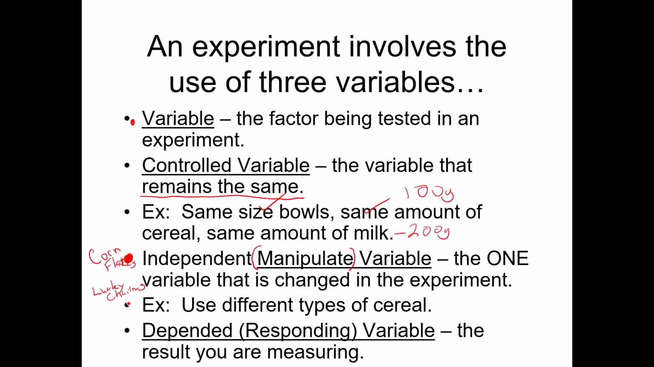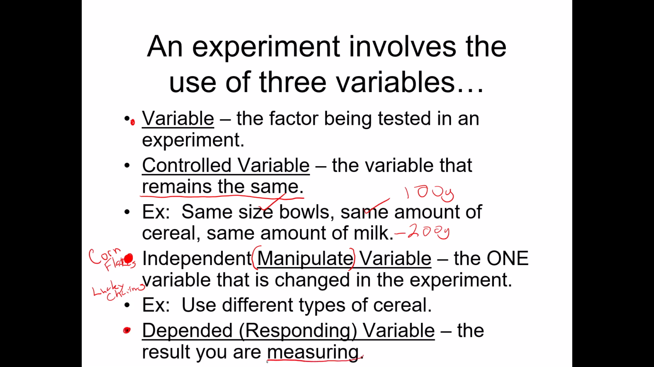Other cereals. I don't need a lot of cereals, so I'm having trouble with examples. But we're just using different types of cereals. This is going to be our independent variable. Now our dependent, our responding variable, is what we are getting or what you are measuring.